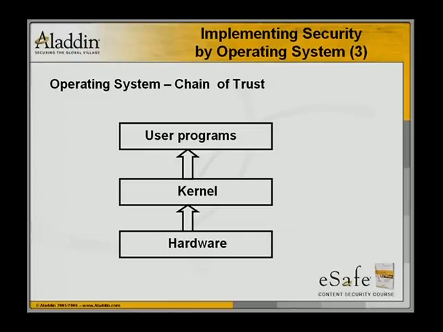Okay, so let's see in the slide the operating system chain of trust. Basically the hardware trusts the kernel, but the hardware does not trust the user programs. The kernel trusts the user programs. So to make a long story short, the hardware trusts the kernel, which trusts the user programs. So we have a mechanism where each party trusts the other, thus creating a chain of trust that allows a legitimate use of user programs and resources of the operating system.